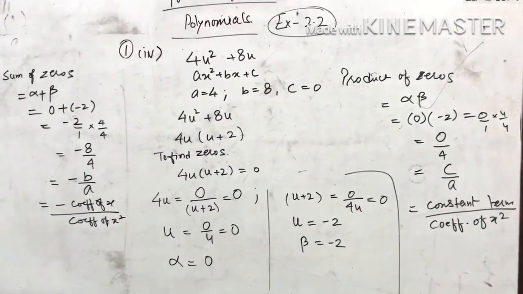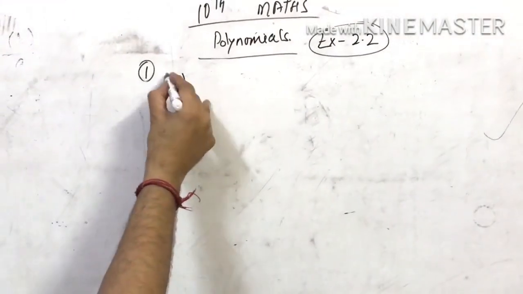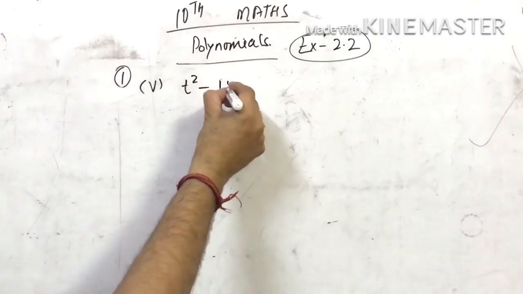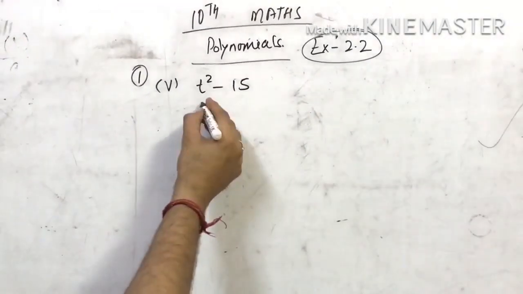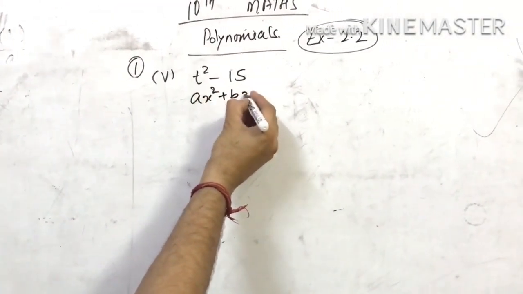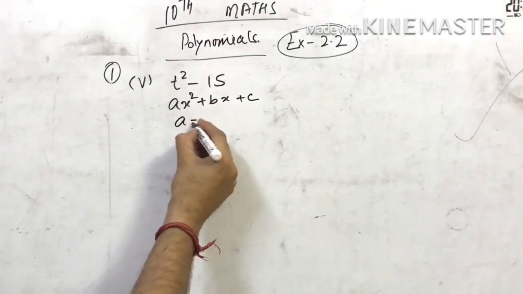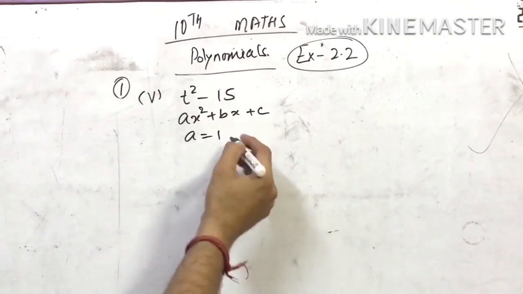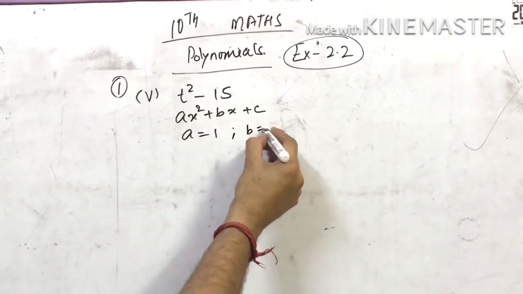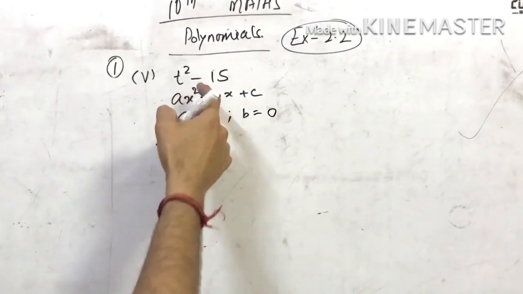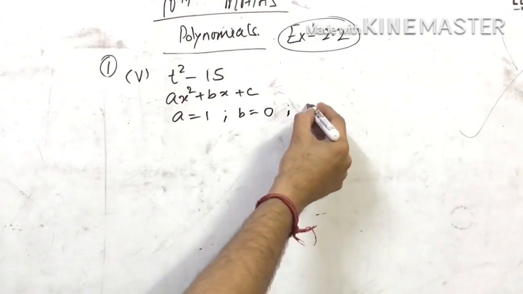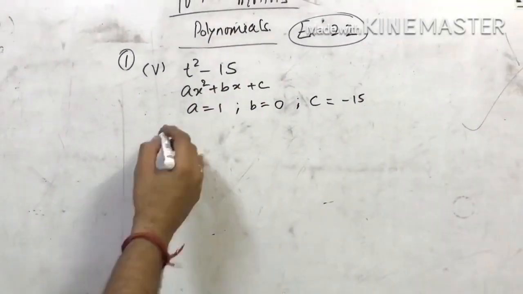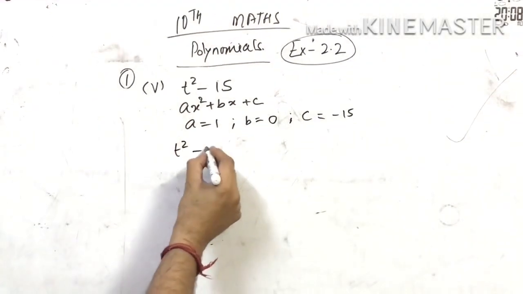Please note it down. Question number 1, fifth part. t square minus 15. Now here, if you compare it with this equation, what you will get? a is 1, the coefficient of t square is 1. There is no term for t, so it means b is 0, and c will be minus 15. How to solve this equation?